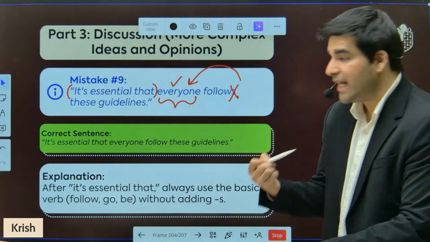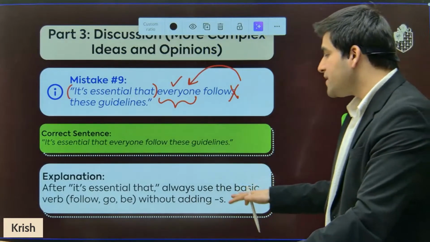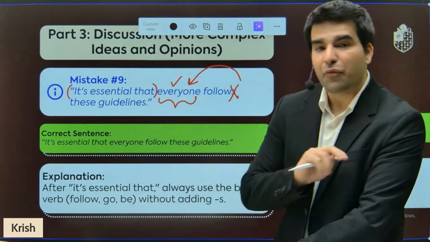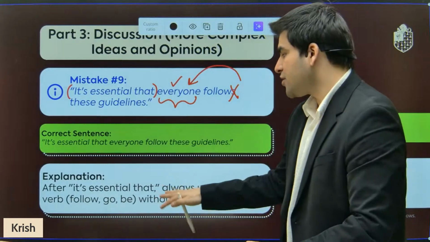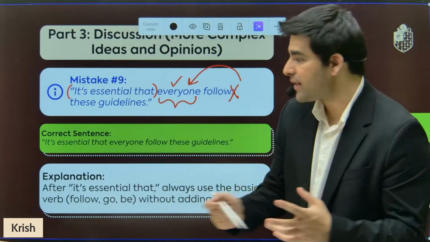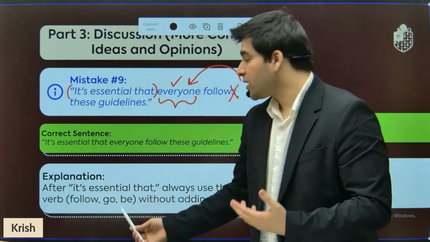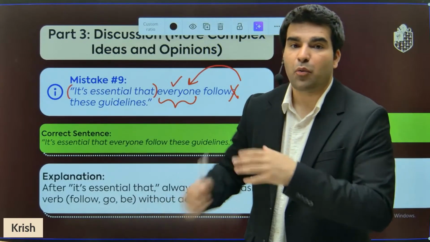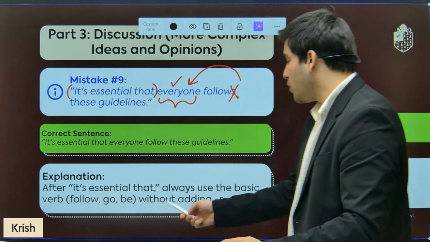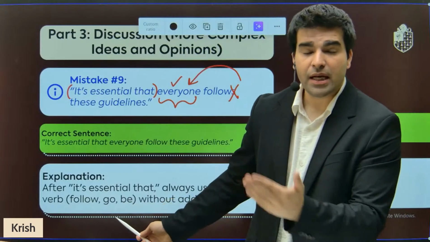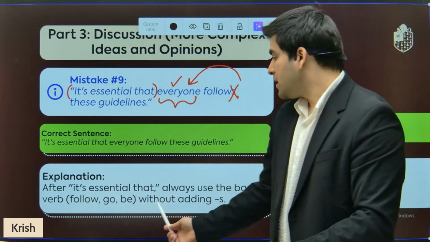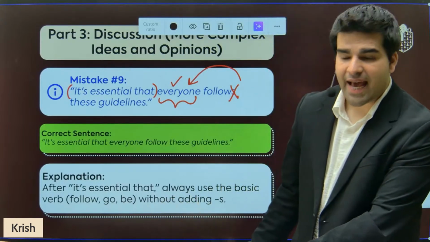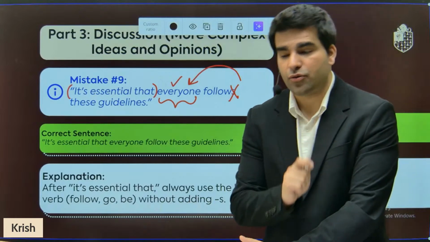After it's essential that, always use the basic words without adding S, such as follow. It's essential that everyone follow, everyone go, everyone whatever, anything and everything in the world. Be here basically means is MR without adding the S part. So that's important. Remember that.